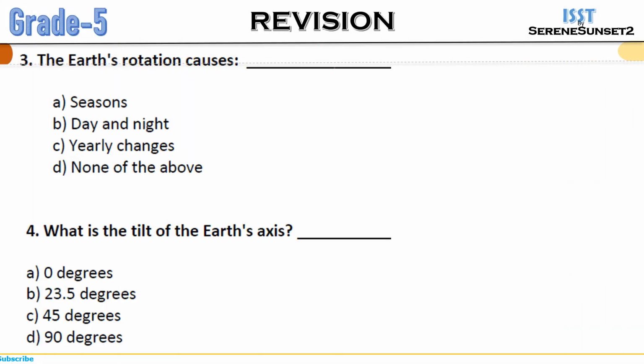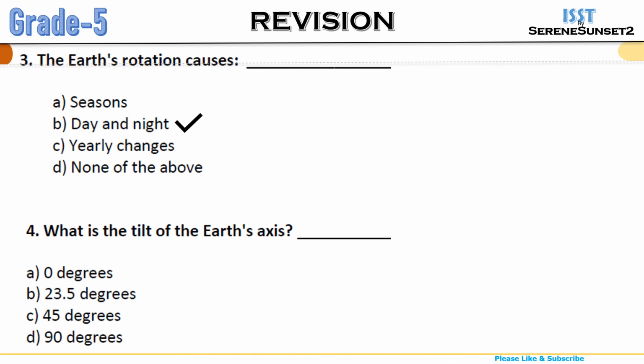Third, the earth's rotation causes dash. Option A season, option B day and night, option C yearly changes, option D none of the above. Answer: day and night. The earth's rotation causes day and night.